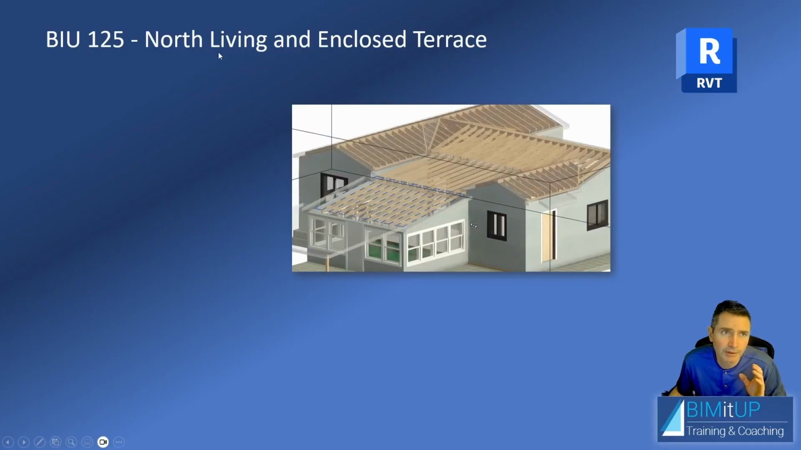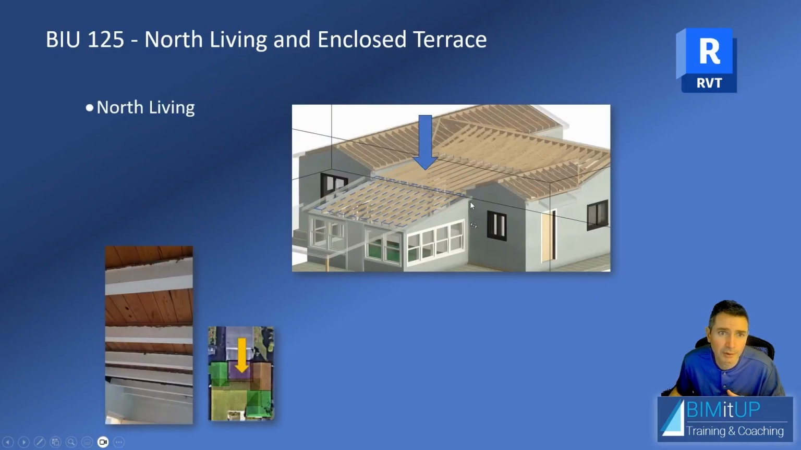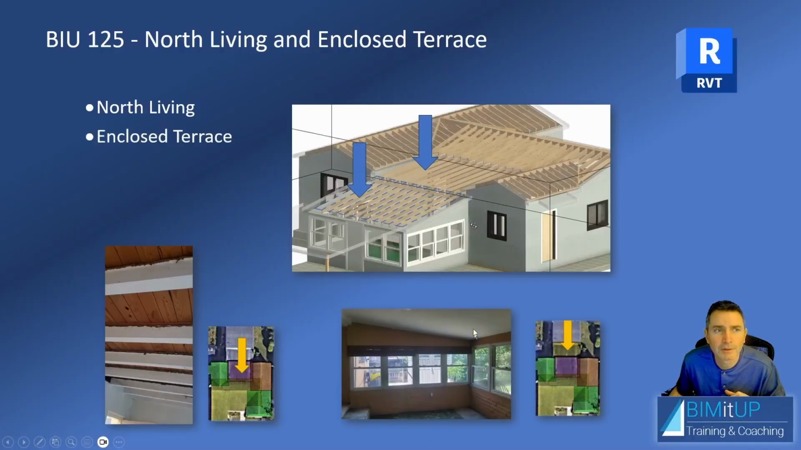Today we'll deal with the north living and enclosed terrace roof structures. We're going to start with the north living room structure. It's located right here. You can see the picture here with the joist that we're going to attach to a certain plane. And we're going to do something very similar for the enclosed terrace, which is located here. And you can see the picture right here on the left.